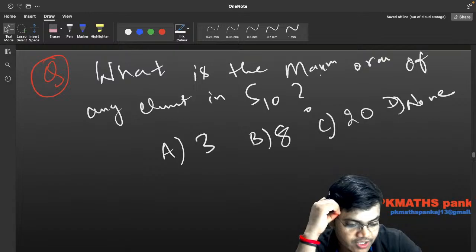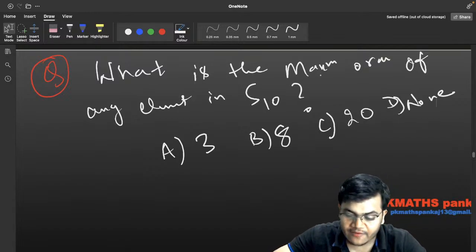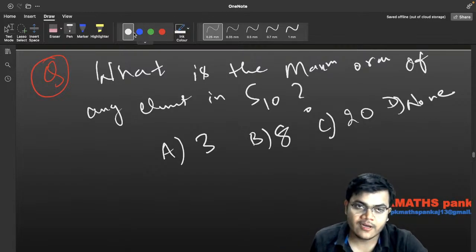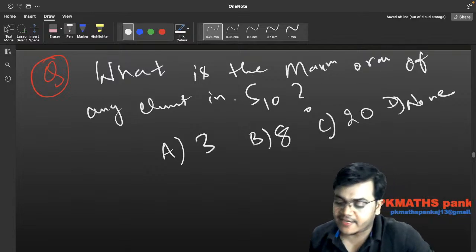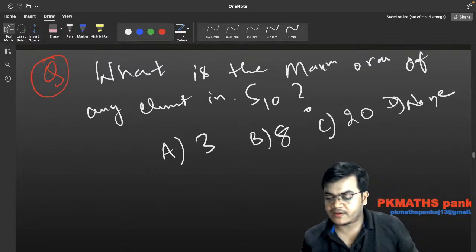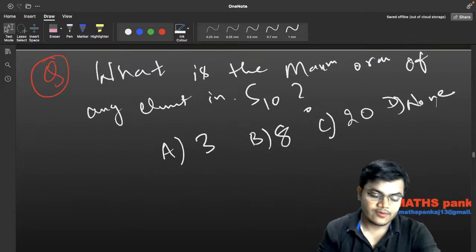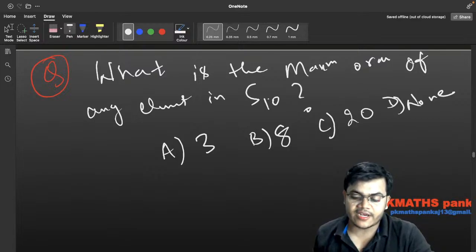Namaste Dileshwar ji, you are welcome. Okay, for this question you have to say, Prashant ji, you are also welcome. So what is the maximum order of any element in S10? This is really interesting. What do you think? Maximum order of any element in S10.